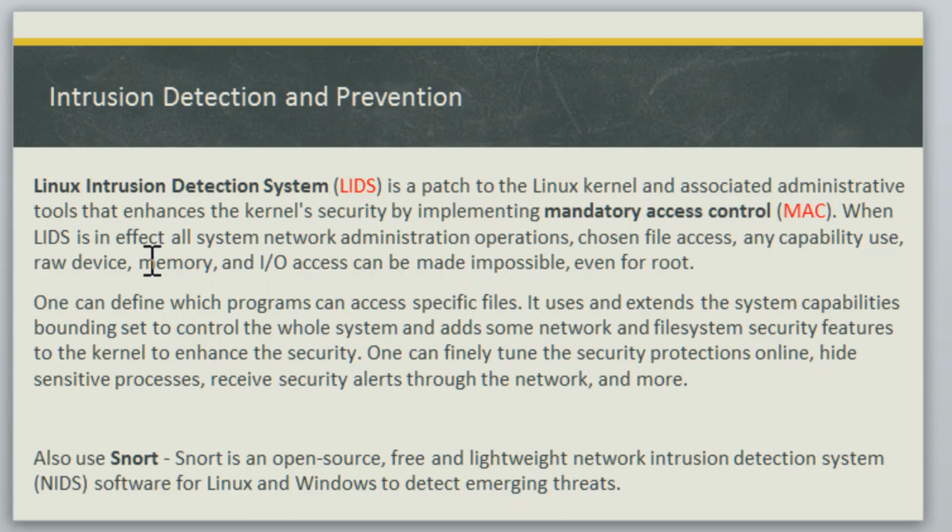So when LIDS is in effect, all system network administration operations, chosen file access, any capability use, raw device, memory, and I/O access can be made impossible even for root. So we can actually control what things can be used. One can define which programs can access specific files. It uses and extends the system capabilities bounding set to control the whole system, and adds some network and file system security features to the kernel to enhance the security. One can finely tune the security protections online, hide sensitive processes, and receive security alerts through the network, and more.